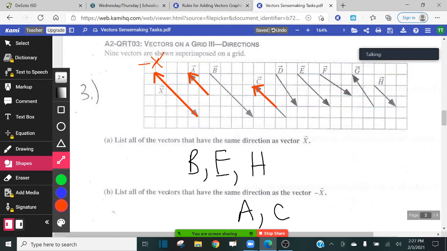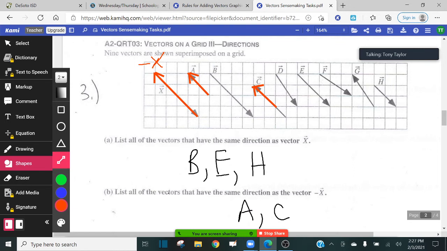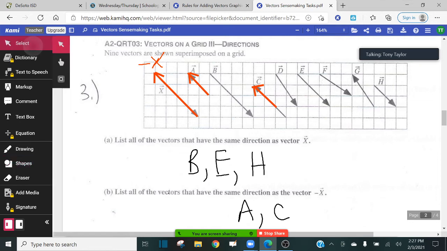Okay. So does this help understand negative vectors now? When I say a negative vector, does everybody understand what that means? A negative vector just means the vector flips its direction. If it's pointed in one direction, you're going to point in exactly the opposite direction. That's what a negative vector means. You flip the vector so that it looks like a mirror image. Okay. Any questions before I move on to number 4?